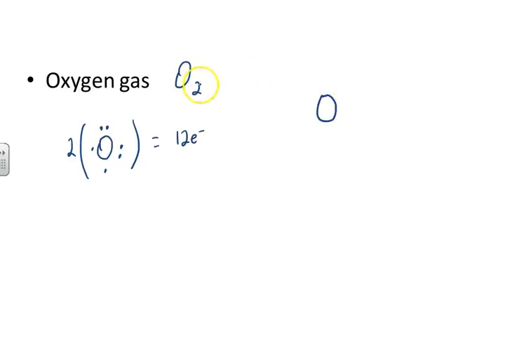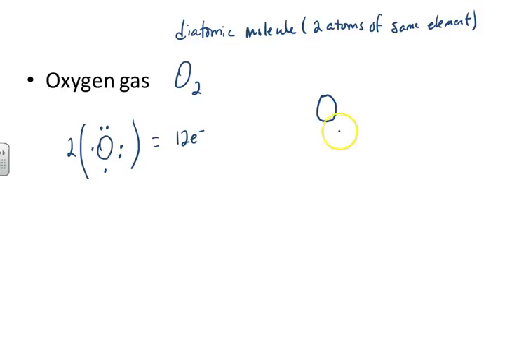In a diatomic molecule, 2 atoms of the same element, the only way to connect them would be side by side, or directly connected to each other. So we've got an oxygen connected to an oxygen by a single bond.